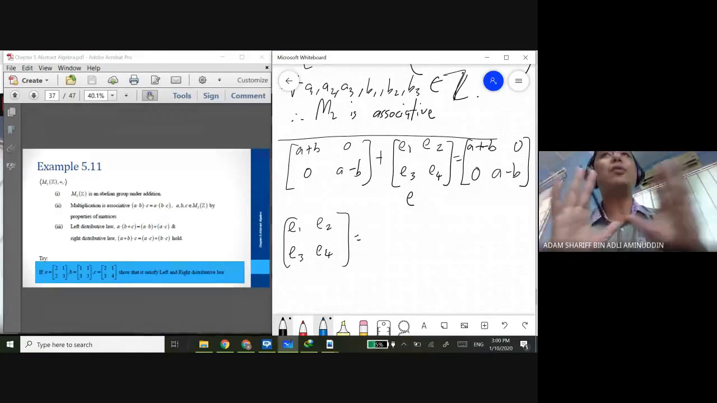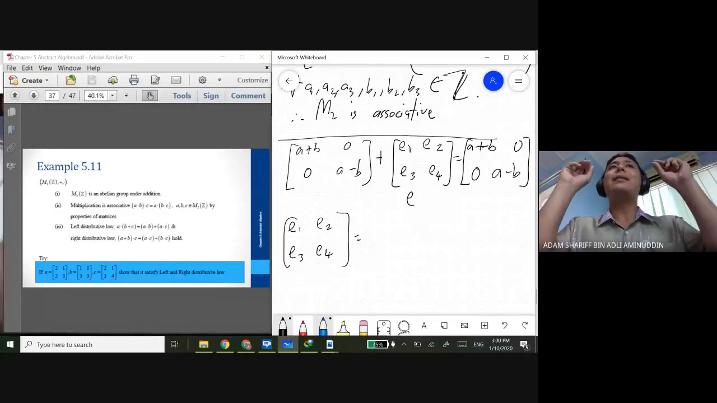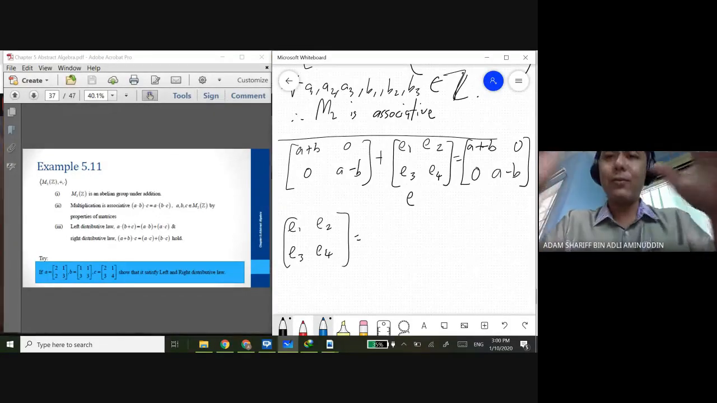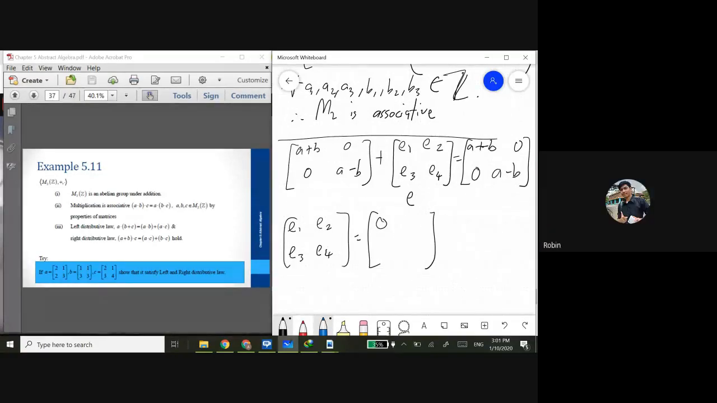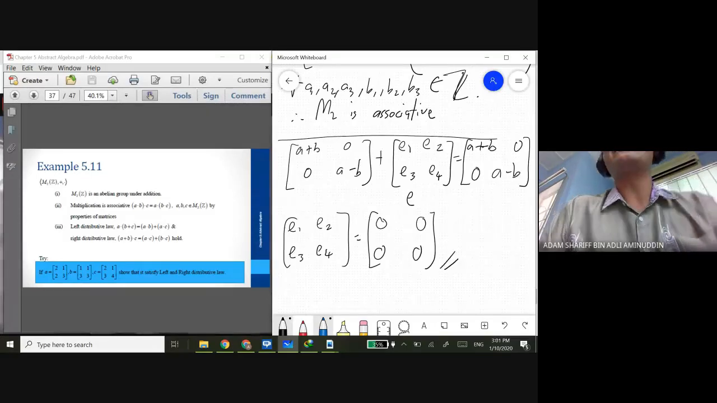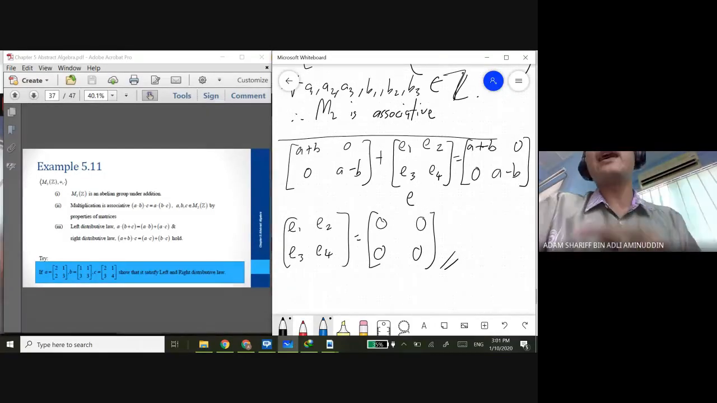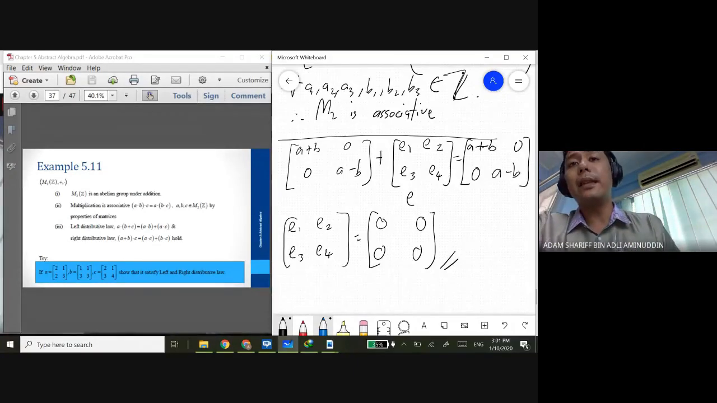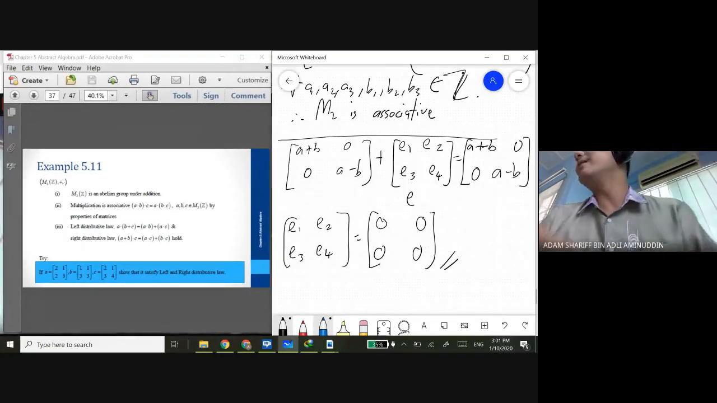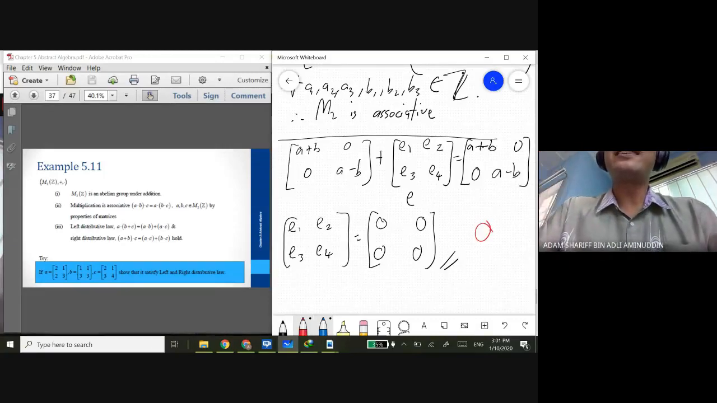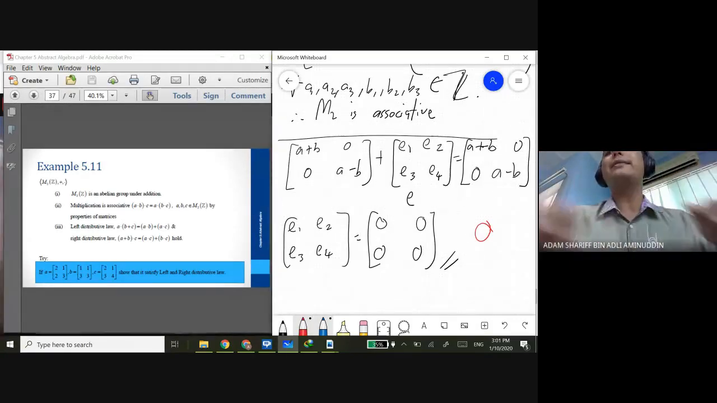Apa dia? Existential, you cannot put in the general variable. It must be a value. Apa dia? Kosong. Adakah kosong? Tak habis lagi? Kosong, habiskan. Barulah, this is the identity matrix for this matrix addition. Betul. Tapi jawab habis lah. Saya tak tahu siapa cakap tu. Tapi kosong. If the student answers only kosong, salah lah. It must be in the form of this matrix.